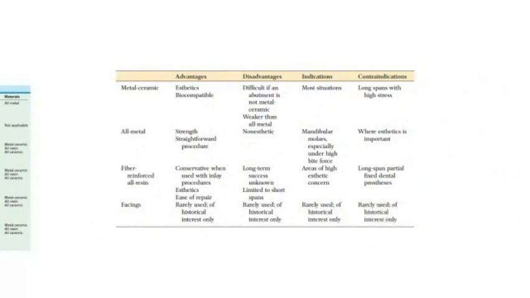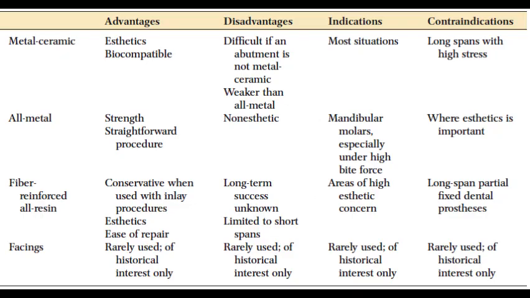Metal ceramic Pontic. The advantages of metal ceramic Pontics are that they are aesthetic, biocompatible, and a straightforward procedure. The major disadvantage is that it is difficult to fabricate if the abutment is not metal ceramic. It is indicated in most situations and it is contraindicated for long span bridges with high stress.